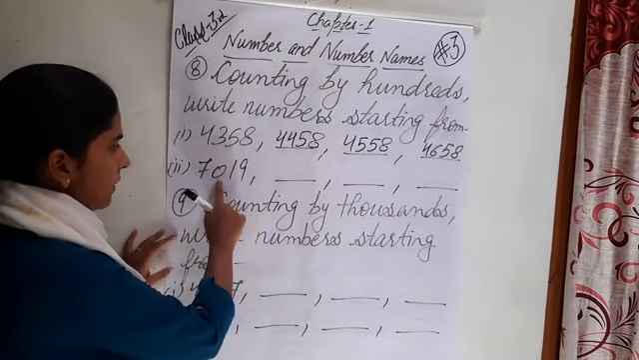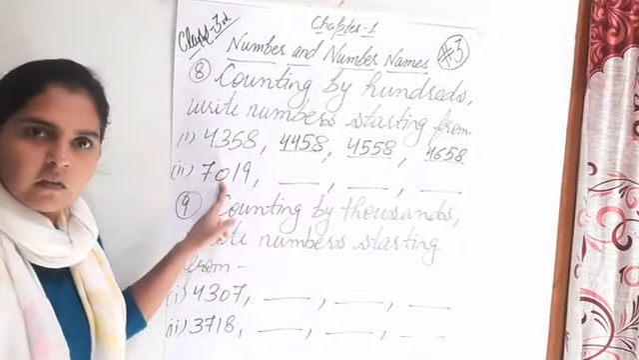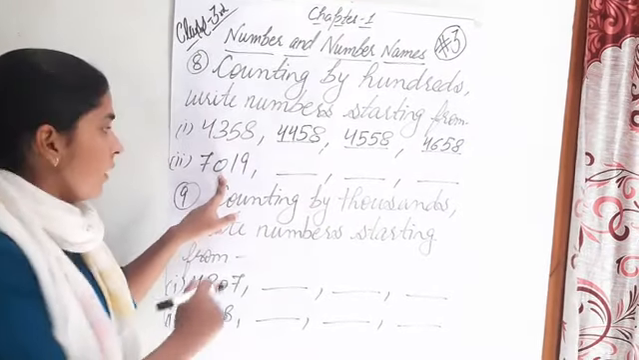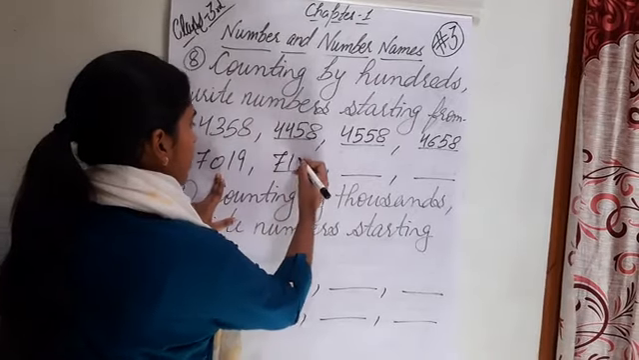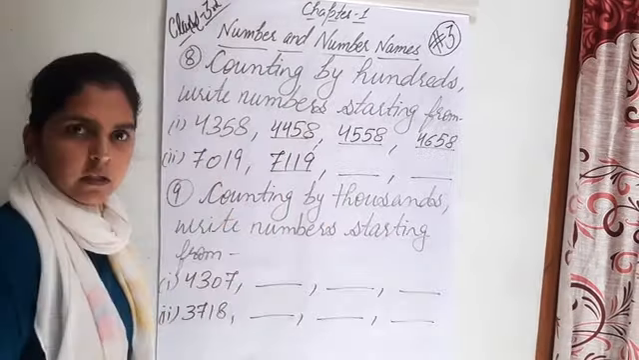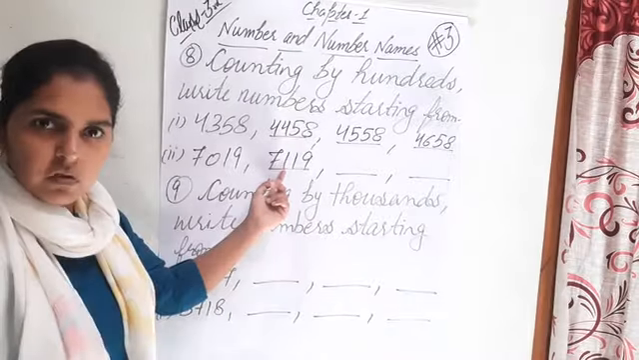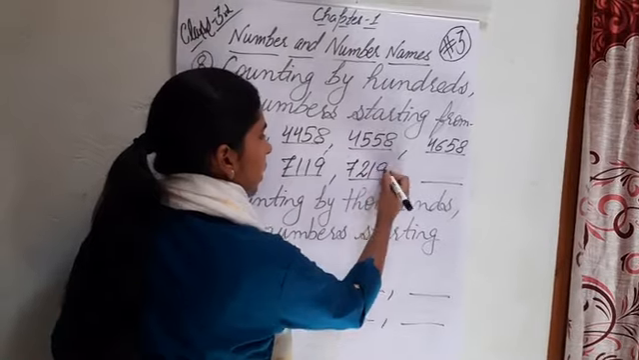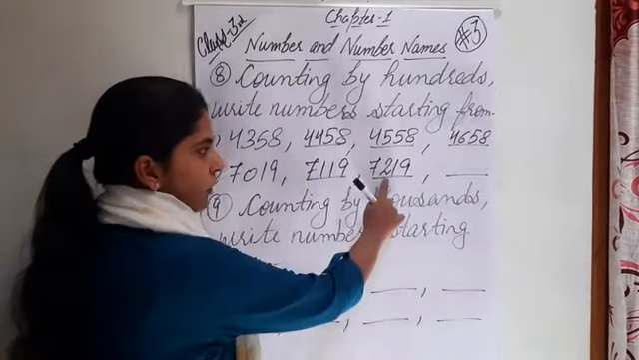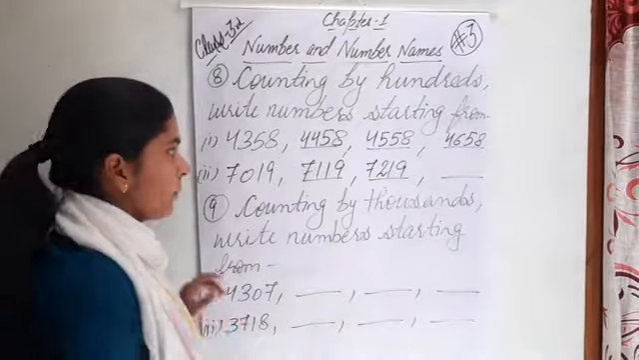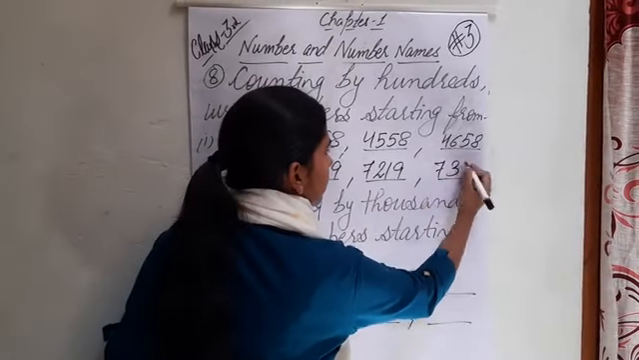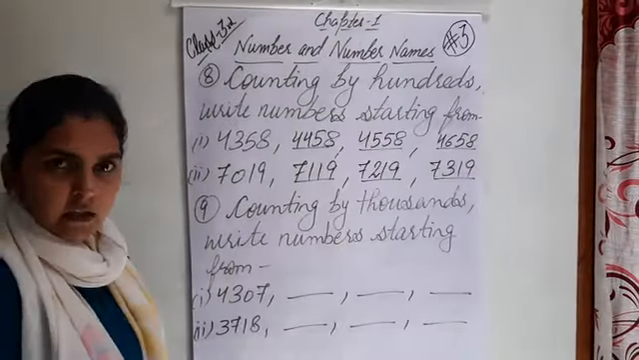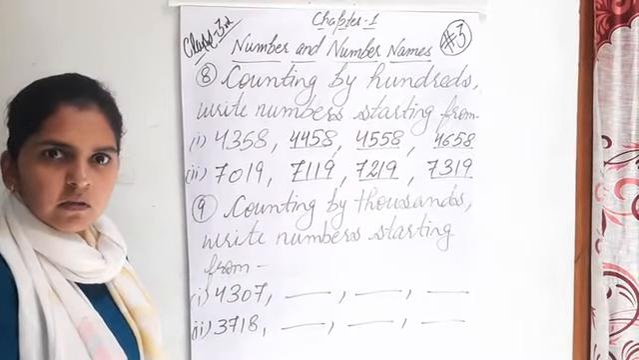Similarly, in this question, you will go to the digit at the hundreds place. So ones, tens, hundreds. At the hundreds place, which digit is there? 0. So after 0, what comes? 1. So we will write here 1. 7119. Next time after 1, which digit will come? 2. So 7219. Then after 2, what will come? 3. So 7319. Okay, students, I think you are able to understand these questions.